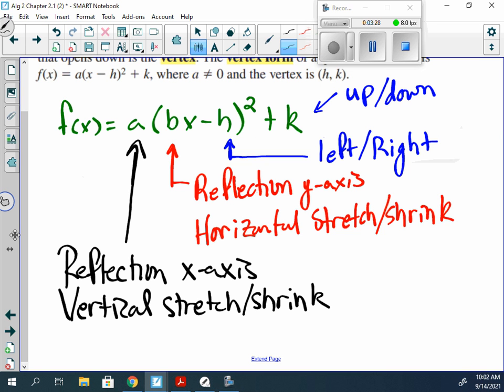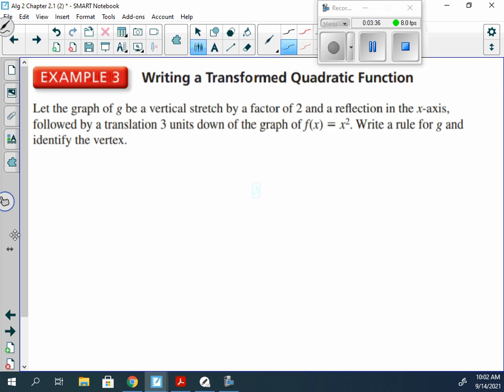Okay. So what we're doing today is actually applying these transformations. Let the graph g be a vertical stretch by a factor of 2 and a reflection in the x-axis, followed by a translation 3 units down of the graph y equals, or f of x equals x squared. Write a rule for g identifying the vertex.